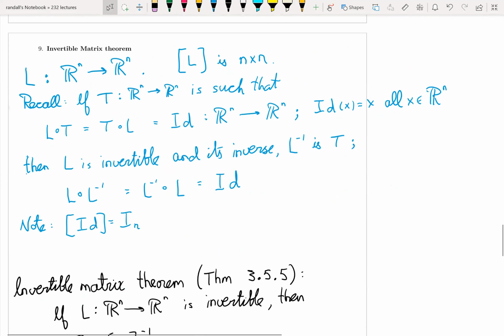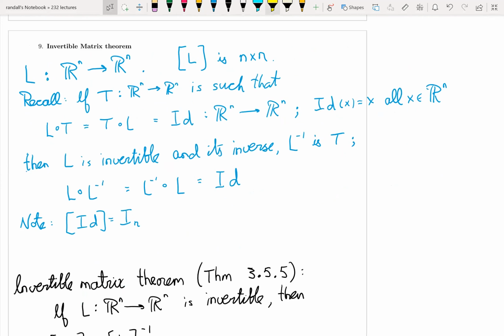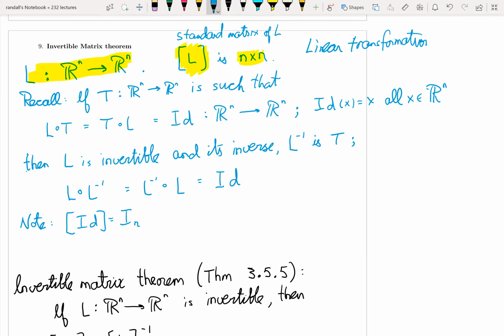So I'm going to finish up this lecture with something a little bit more abstract. Instead of matrices per se, we're going to be talking about linear transformations, okay? This is a very important theorem here. So let's recall a linear transformation. That's a mapping from R^n to R^m. But here we're taking R^n to be the domain and the codomain to be R^n. So the standard matrix is n by n. Remember this is the standard matrix of L, which was described in the previous lecture. So if L is going from R^n to R^n, then its standard matrix is an n by n square matrix.